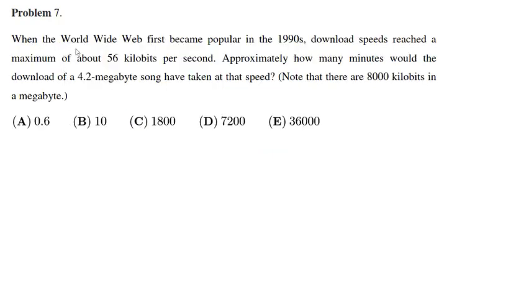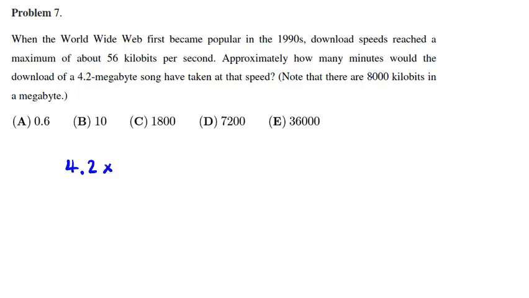Problem number 7. When the World Wide Web first became popular in the 1990s, download speeds reached a maximum of about 56 kilobits per second. Approximately how many minutes would the download of a 4.2 megabyte song have taken at that speed? Note that there are 8,000 kilobits in a megabyte.